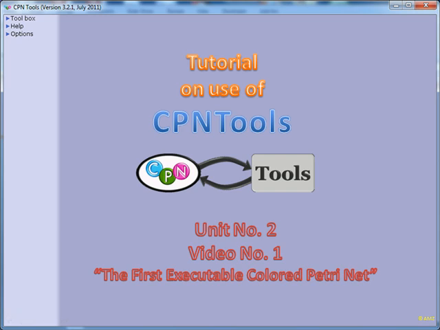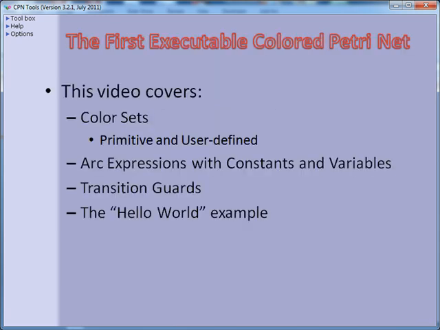This is video number 1 of Unit 2 in our series on CPN Tools software. In this video, we will build our first colored Petri net model using CPN Tools. This video covers the following topics. We'll discuss color sets, both primitive and user-defined. We'll also discuss arc expressions. We will build these arc expressions using constants and variables. And we will also look at transition guards and see what role they play when the Petri net model with guards is executed. And we will do some of these things using a version of a Hello World example.